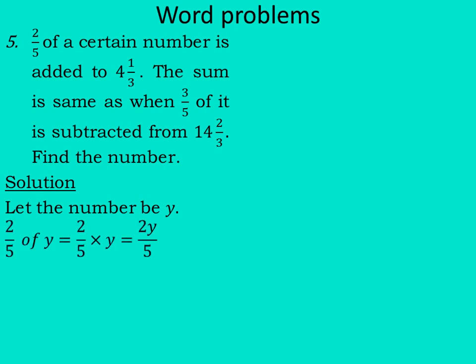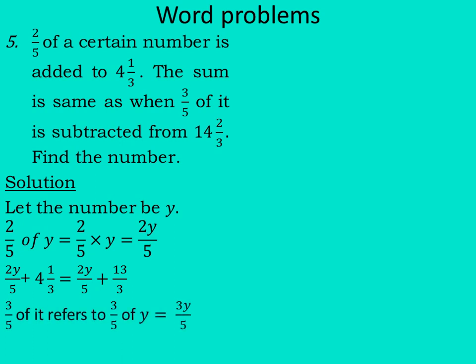So 2 over 5 of y is equal to 2 over 5 times y is equal to 2y over 5. So we have, according to the question, 2 over 5 of a certain number is added to 4 number 1 over 3. So we add 2y over 5 plus 4 number 1 over 3, and this will give us 2y over 5 plus 13 over 3. Of course, when we change 4 number 1 over 3 to an improper fraction, we are going to have 13 over 3.